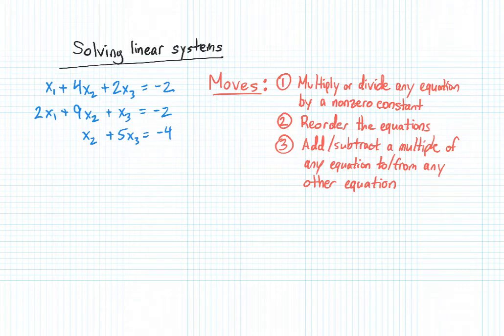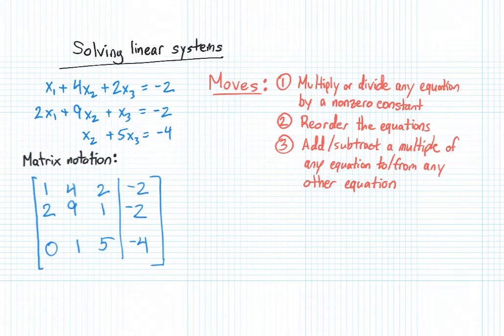Now what we're going to find is that these 3 moves are enough to provide an algorithm for solving any linear system, any number of variables. But before we describe the algorithm in general, let's just see how it works in this example. And before we even do that, I want to introduce some notation that's useful to use. This is called matrix notation. So this is what the system looks like in matrix notation.